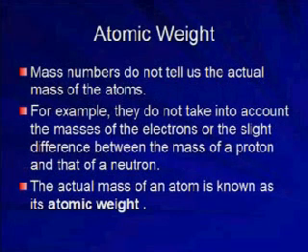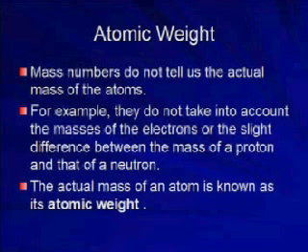The mass number does not tell us the actual mass of the atoms. For example, it does not take into account the masses of the electrons or the slight differences between the mass of the proton and that of the neutron. The actual mass of the atom is known as the atomic weight.